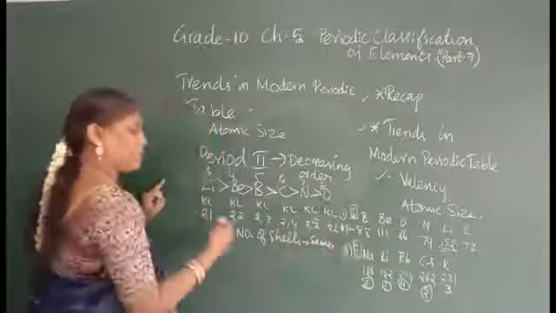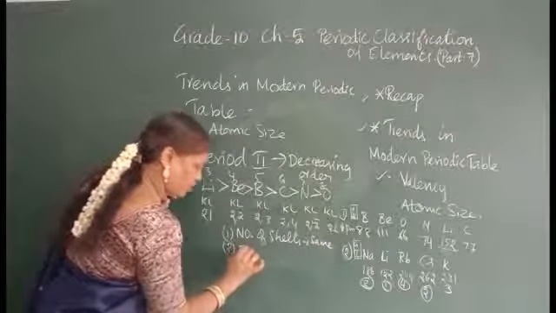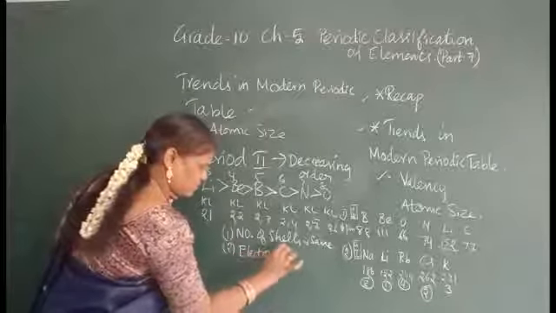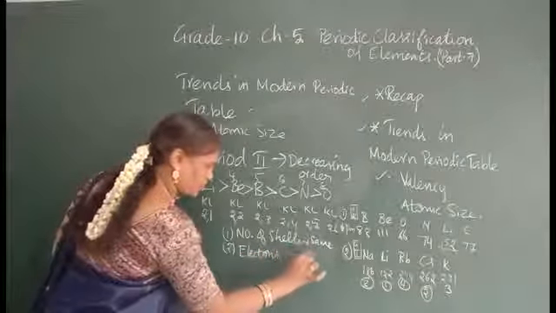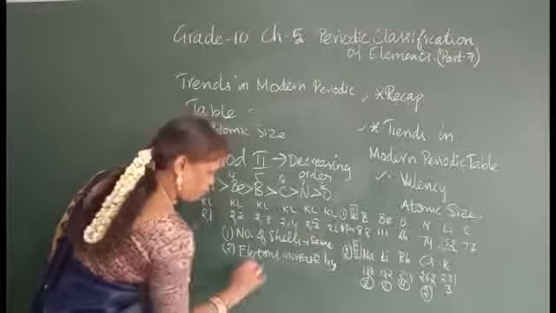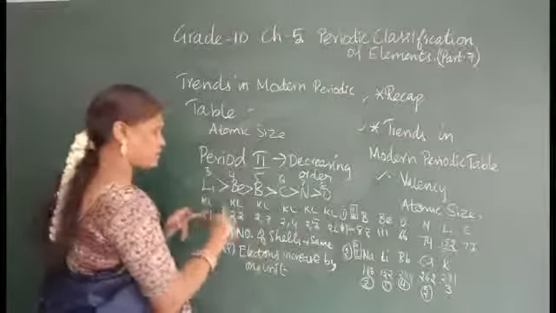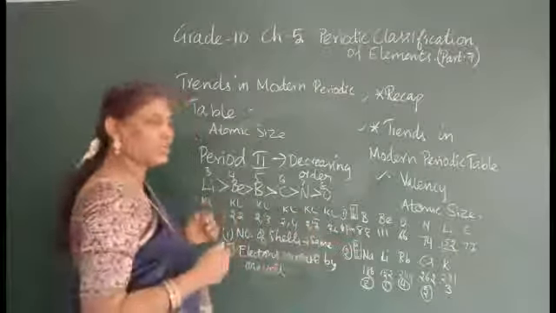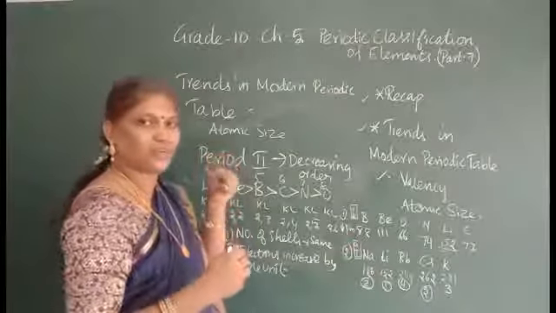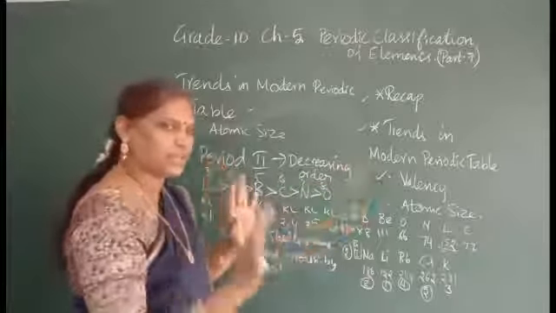But the electrons increase by 1 unit. So what happens when the electrons are increasing in the same shell? Protons also increase. So there will be attraction between positive charge and negative charge. So the atomic size decreases.